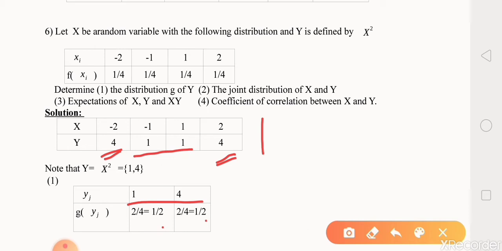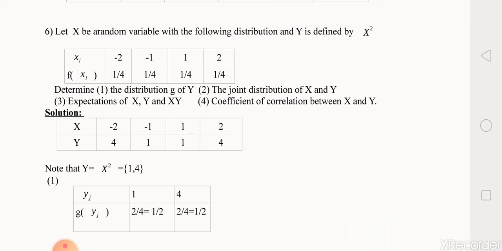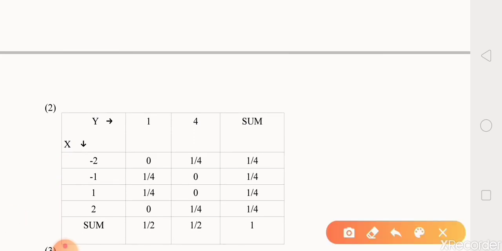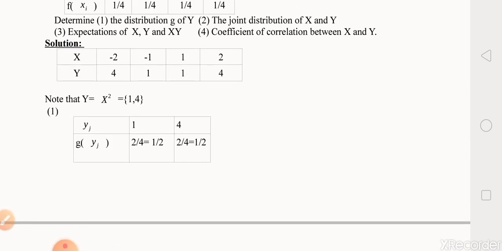Now we have to write a joint distribution of x and y. So prepare a table: x values, given values, -2, -1, 1 and 2. Y values we found 1 and 4. We have to fill the remaining values. X equal to -2, y equal to 1: how many possibilities we have? Since we have y equal to x square here, already we have tabulated. So you can refer to this table, or you keep in mind that we have y equal to x square.